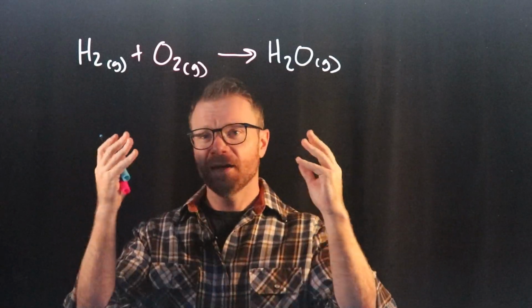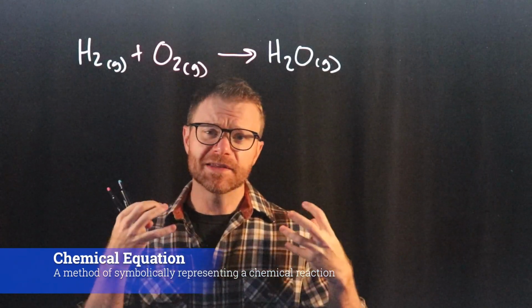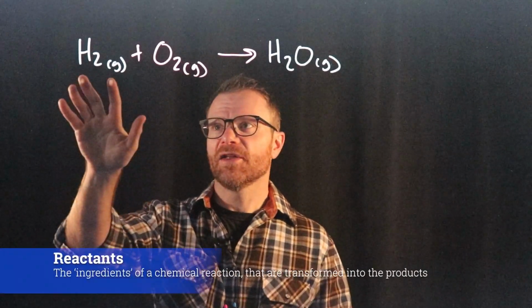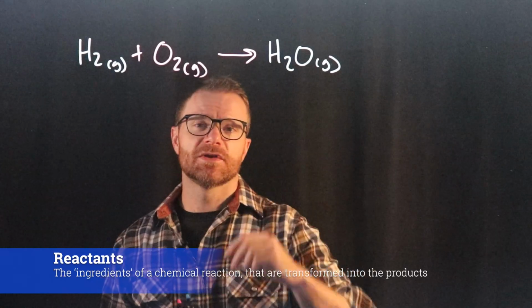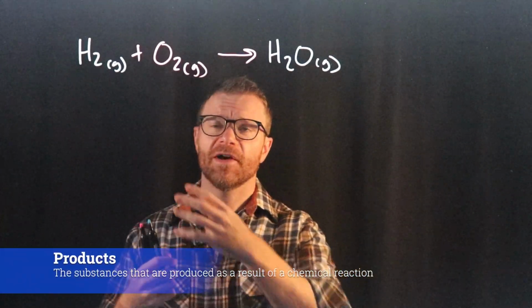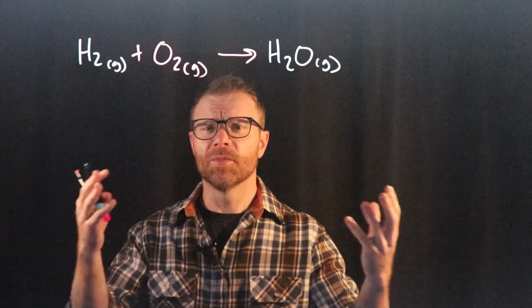Up here we see a chemical equation, and like all chemical equations, this represents a specific chemical reaction. Our reactants, hydrogen gas and oxygen gas, react together to produce water vapor or steam. This is the combustion of hydrogen in the presence of oxygen, like what happened when the Hindenburg went down.